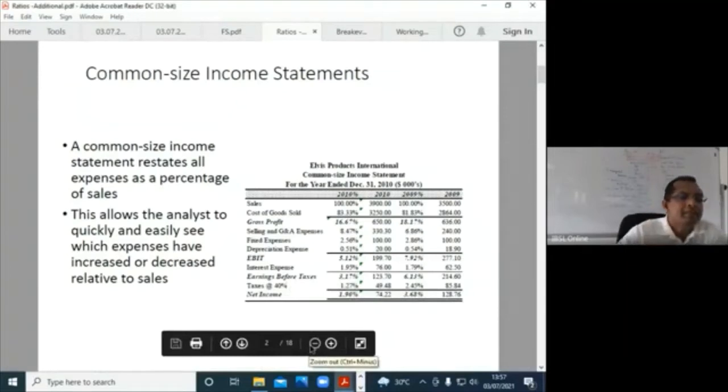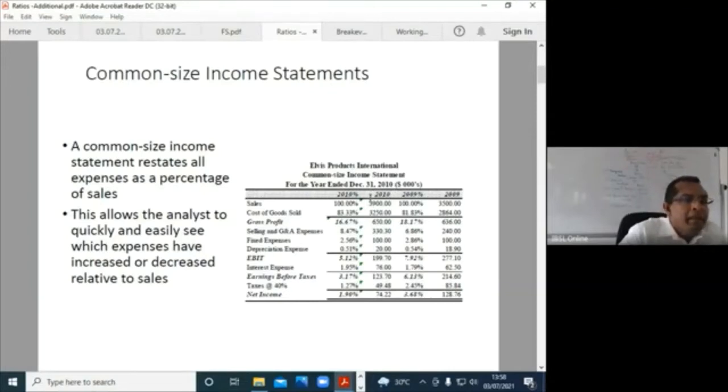Right. Normally, how we have done our P&L is like this. This is our normal way of doing the P&L. Sales are 3,900, cost of goods sold is 3,250, and gross profit is 650. This is our normal P&L.